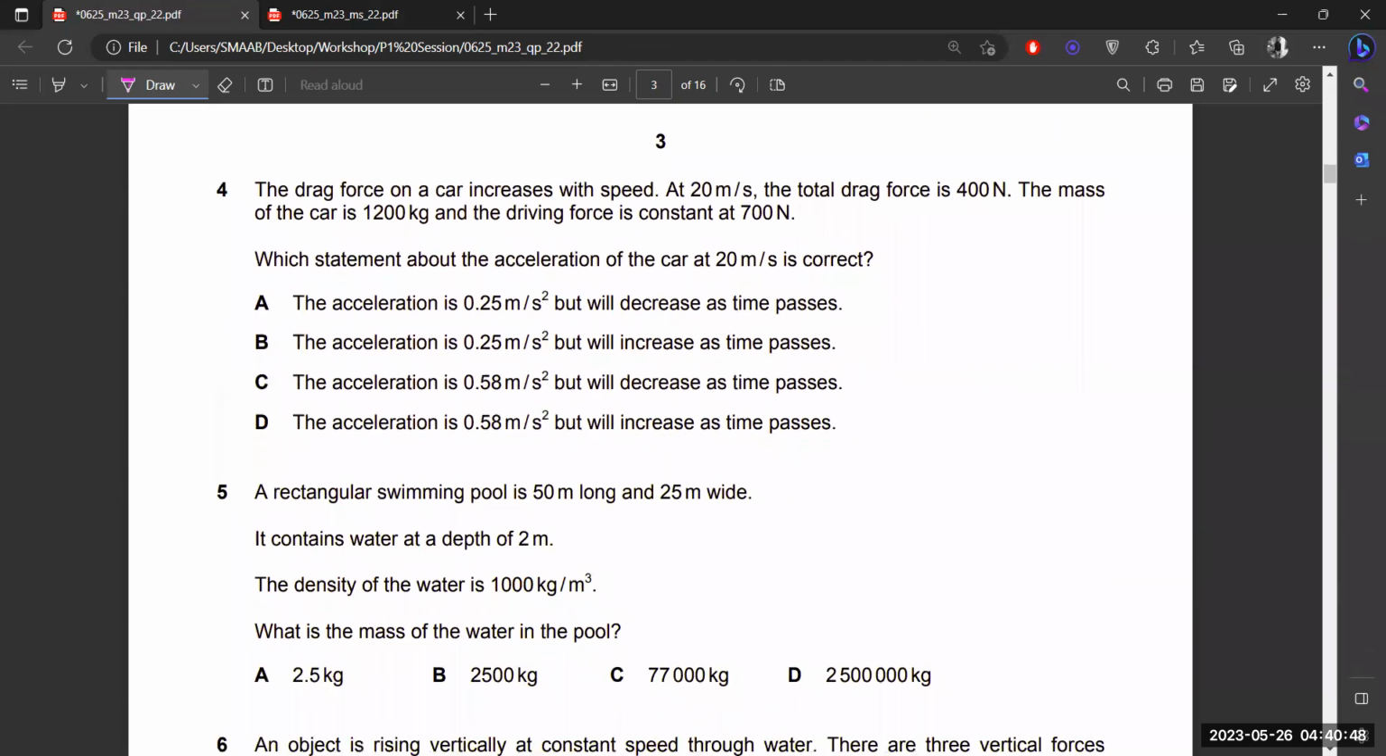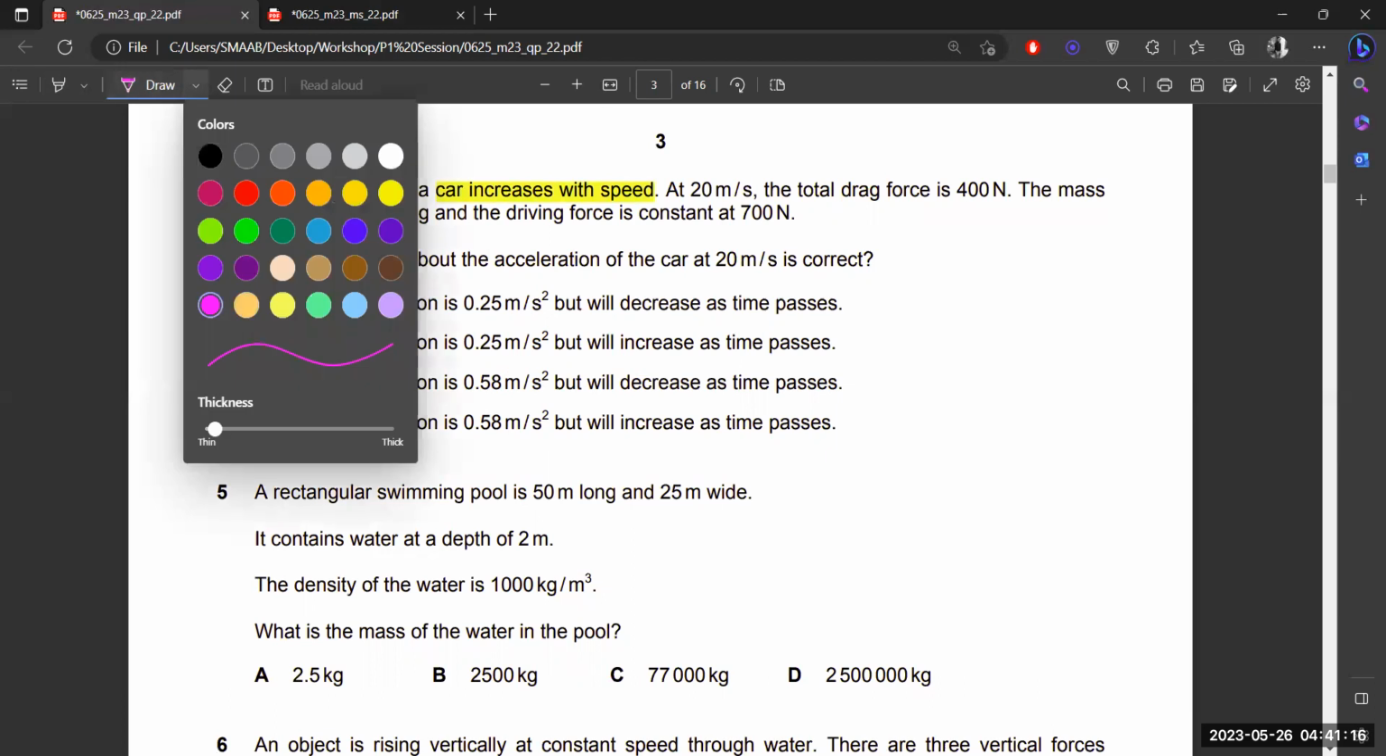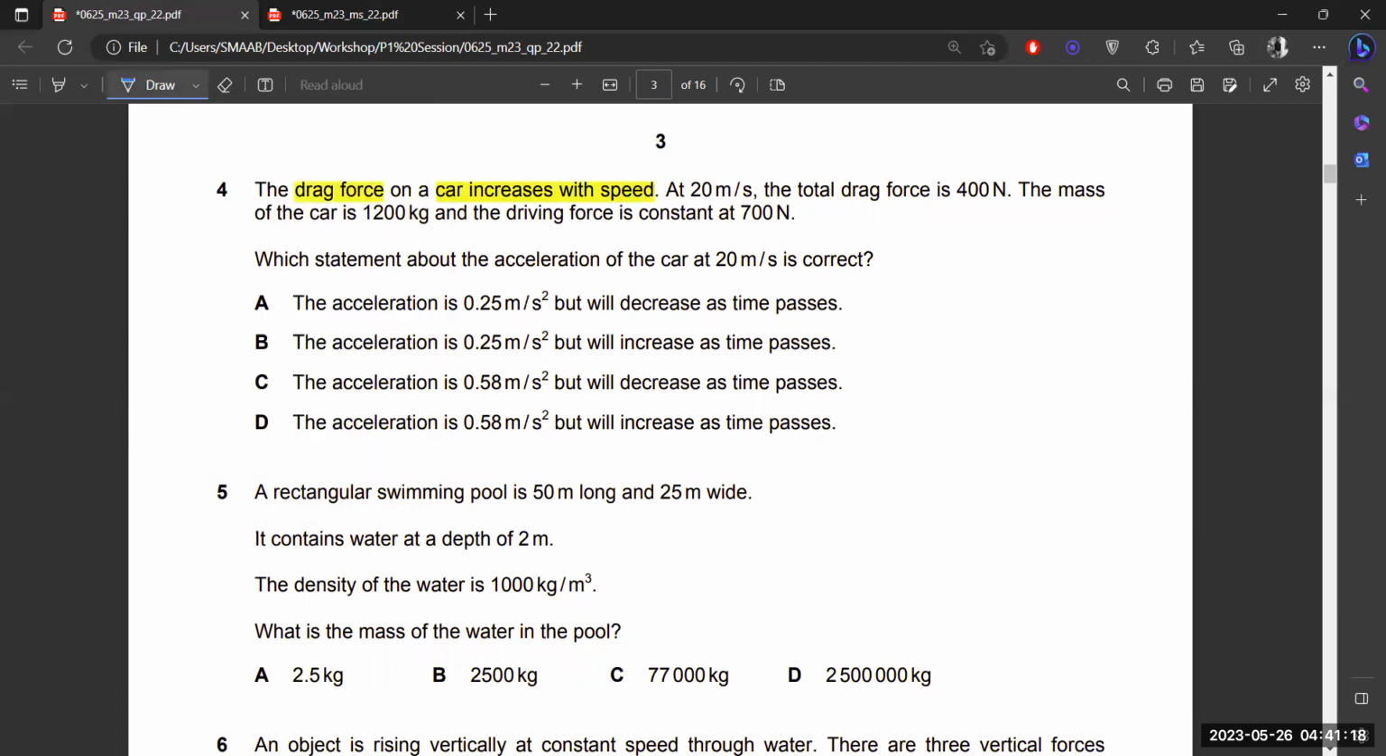Okay. Question number 4, the drag force on a car increases with the speed. At 20 meter per second, the total drag force is 400 Newton. The mass of the car is 1200 kg and the driving force is constant at 700 Newton. So first of all, let's mark the important key points. The drag force on a car increases with the speed. So basically the drag force is increasing as the speed of the car is increasing, right? So that is the concept in our question.